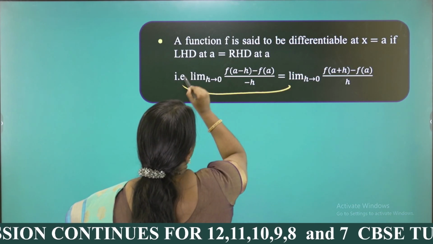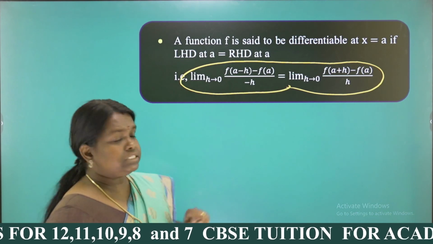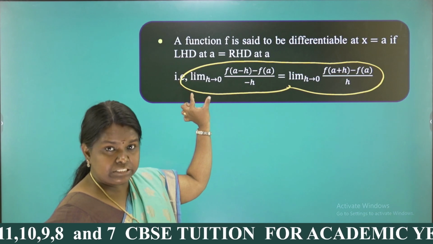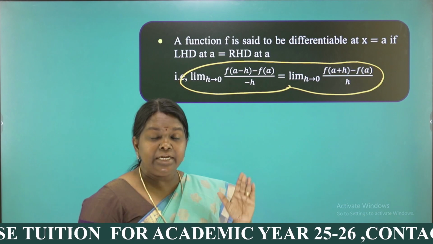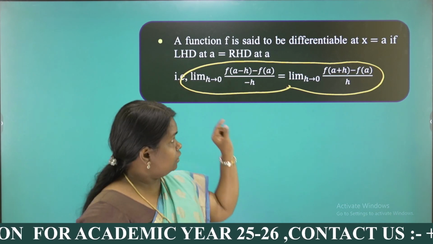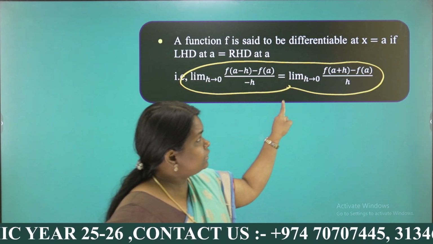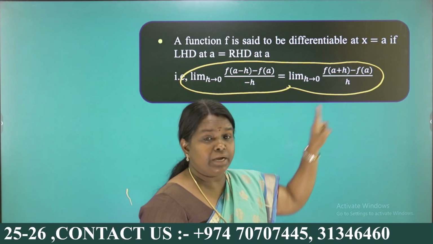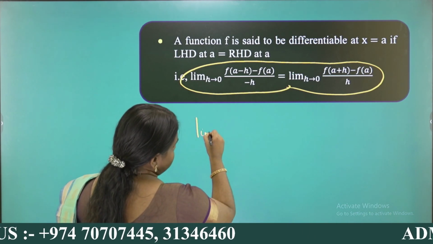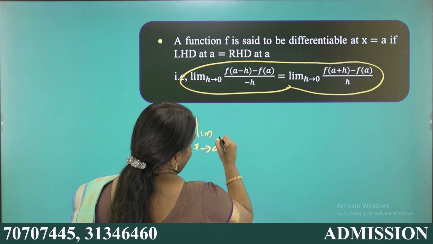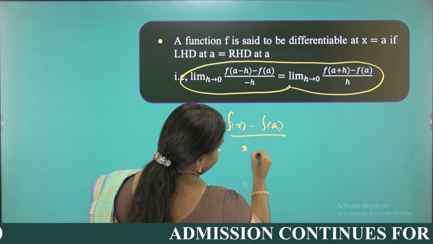So this is the definition we use for proving differentiability. What is that? Limit h tending to 0, f of a minus h minus f of a divided by negative h, equal to limit h tending to 0, f of a plus h minus f of a divided by h. It's actually like this: limit x tending to a plus or a minus, f of x minus f of a divided by x minus a.